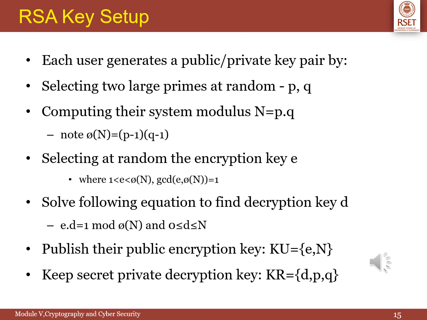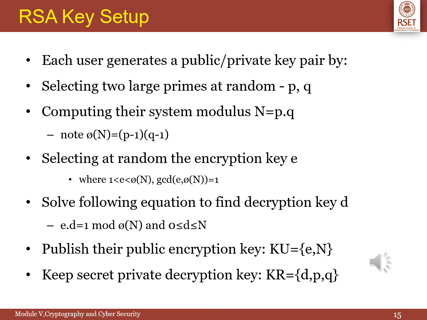Here we are trying to explain the different steps involved in the key generation of RSA. As we have already seen, RSA is a public key encryption algorithm, and in any public key encryption algorithm there will be two keys, a public key and a private key. To generate the public and private keys, the steps to be followed are: initially we have to select two large prime numbers, let them be named P and Q. Then we find the product of P and Q and name it N.